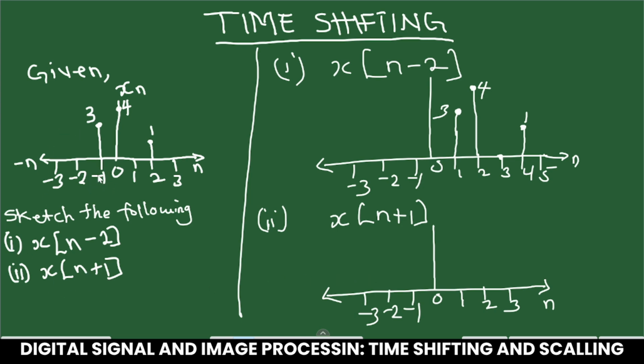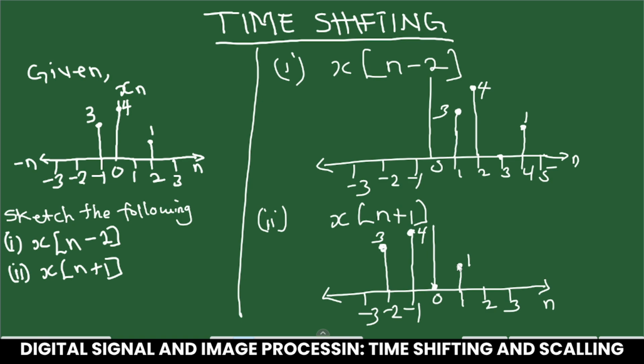The sample at -1 will move to -2, and the amplitude will remain the same, 3. The sample at 0 will move to -1, and the amplitude will remain the same, 4. The sample at 1 here was 0, so it will be 0 here. The sample at 2 will move to 1, and the amplitude will be the same, 1.